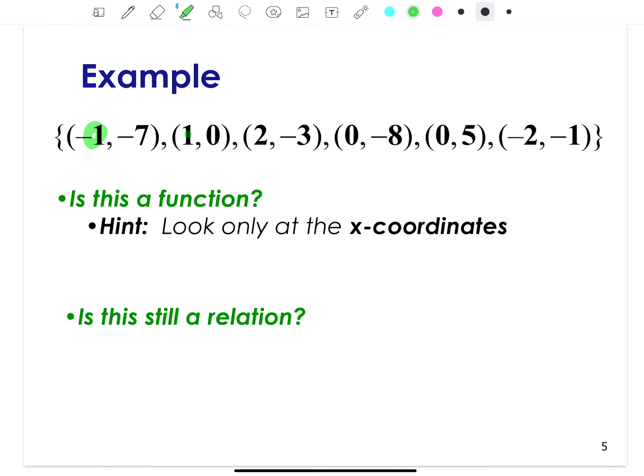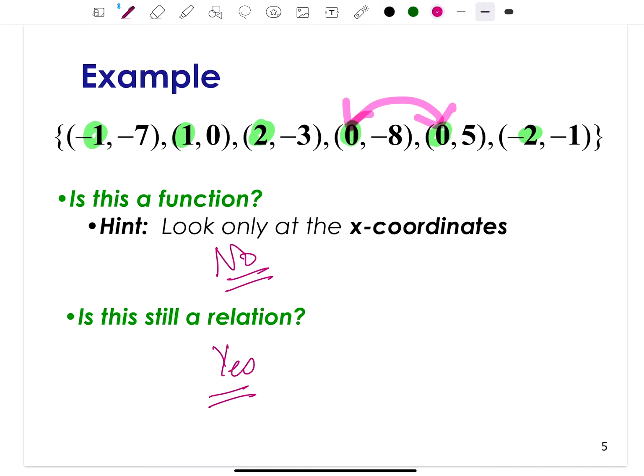Another example, is this a function? Let's first take a look at all the x values. There is trouble. Repeating x values, input values are repeating. So no, it is not a function. Is it still a relation? Yes, a relation is just a collection of ordered pairs, which it is. So this is a relation, but not a function.